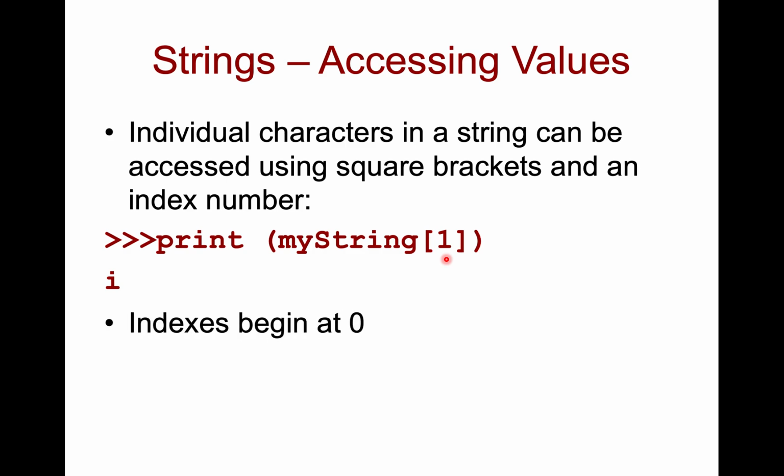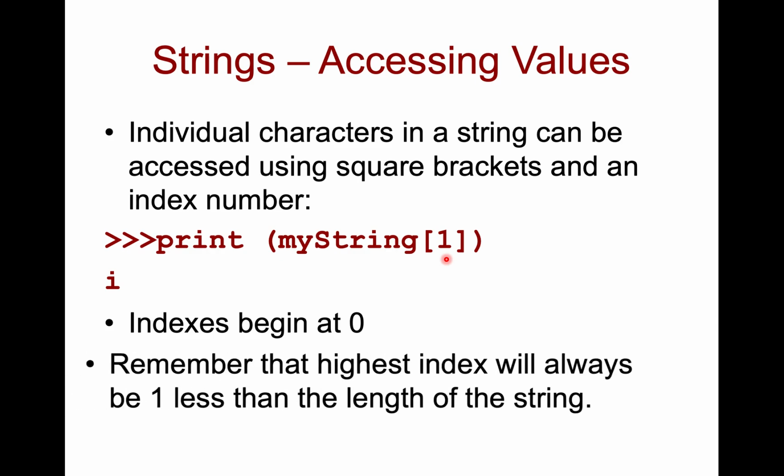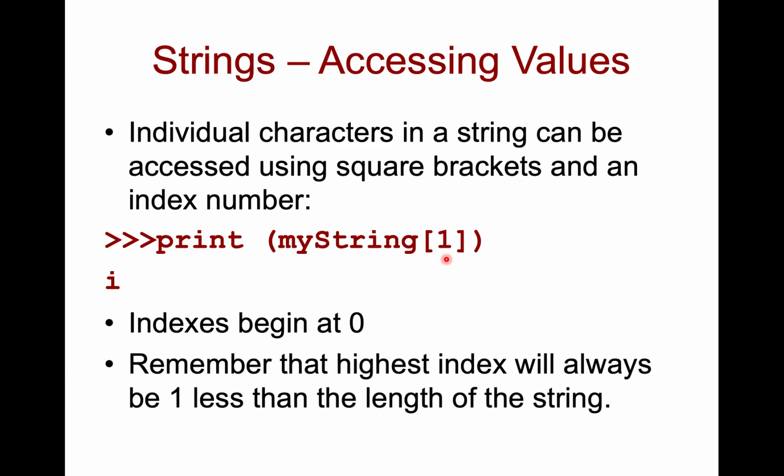That's because indexes, in terms of strings, and later on when we talk about lists, always begin at 0. So the letter B in Billy is item 0, the letter I is item 1, the letter L in Billy is item 2, the second letter L is item 3, and the final letter, Y, which happens to be the fifth letter, is item number 4. 0, 1, 2, 3, 4. That's 5 things. So the highest index number for a string will always be 1 less than the length of the string. The length of Billy is 5, the highest index number is 4.